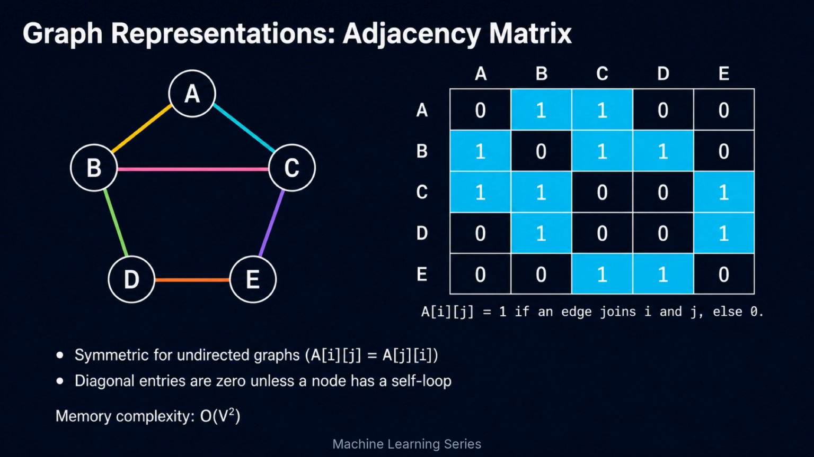For undirected graphs, this matrix is symmetric. For weighted graphs, we store edge weights instead of ones. The adjacency matrix makes checking for edges very fast. Just look up the matrix entry. However, it uses O(V²) memory, which becomes problematic for large, sparse graphs where most entries are 0.